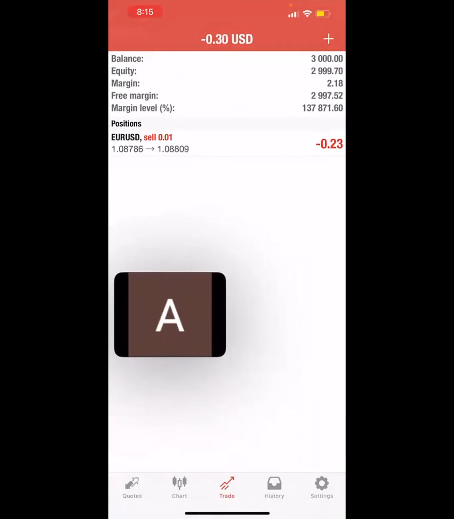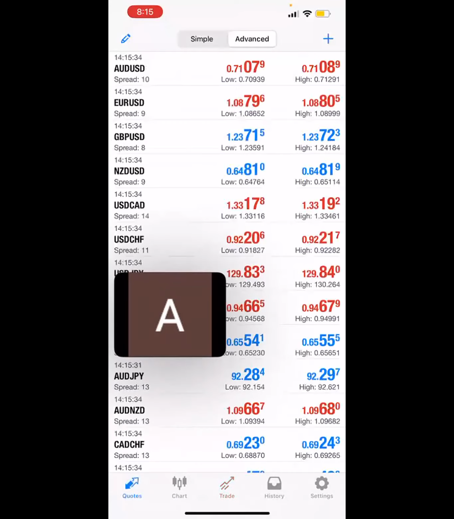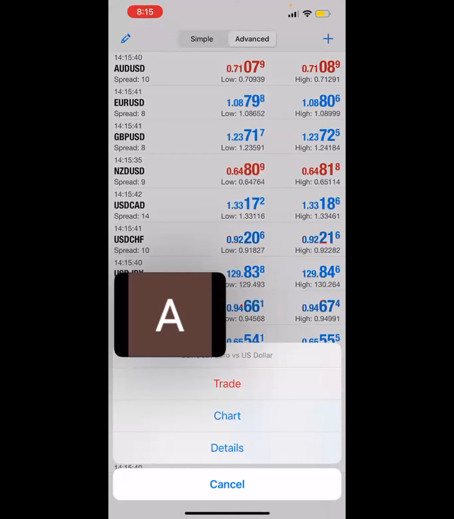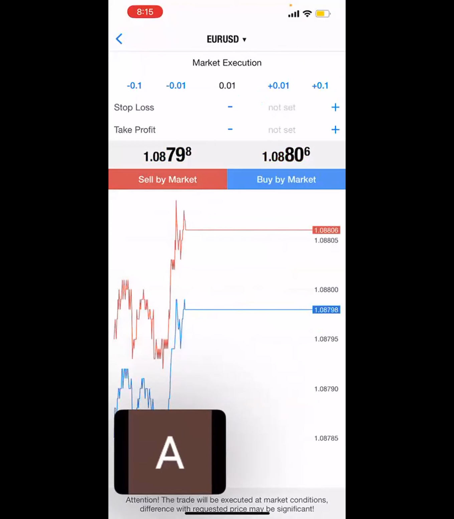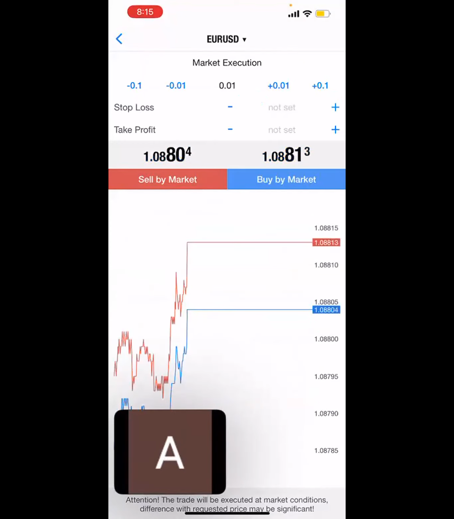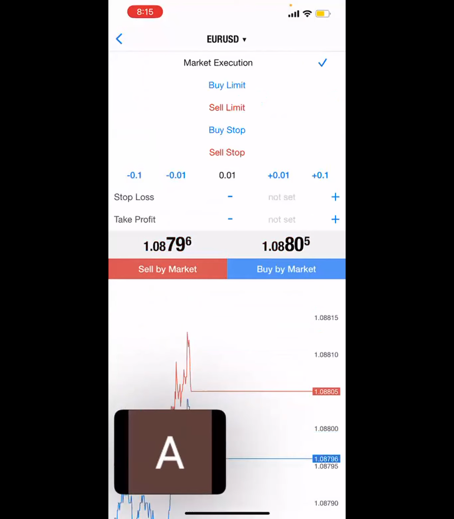So let's go and pick a pending order. Go back to that quote at the bottom. This time around, go to EURUSD again. This time trade, but we want to do pending. So where you have market execution, tap it. You're going to see other options. Good. Now select buy limit.